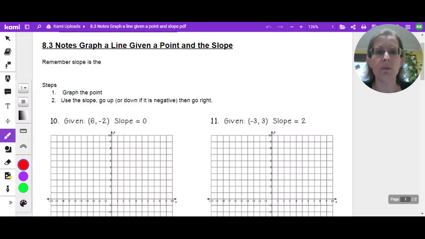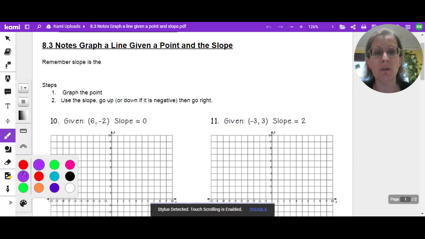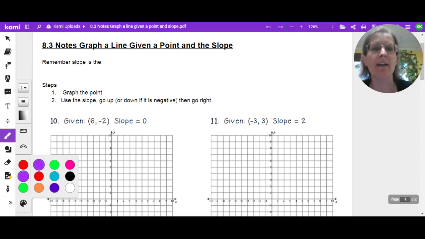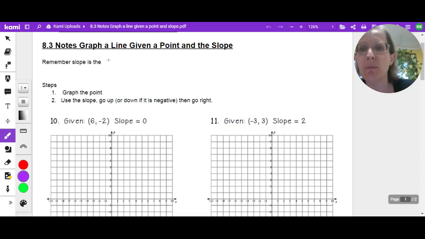Today in Unit 8, Lesson 3, we're going to do kind of the backwards of what we did in Lesson 2. In Lesson 2, we found the slope if we're given the graph, but now you're given a point and given the slope, and then we have to put it on the graph. So remember that slope is the rise over the run.